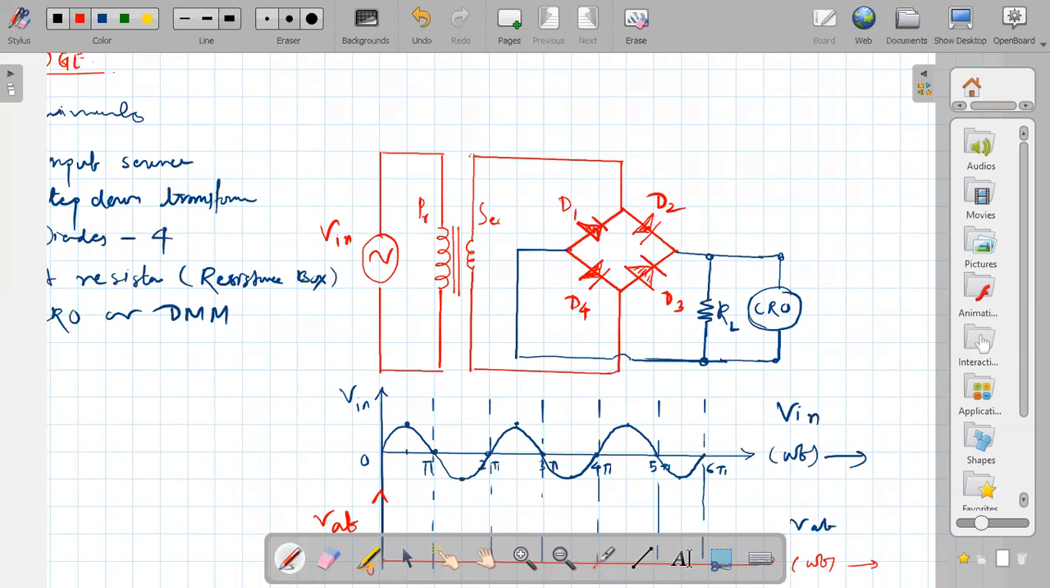See, dear students, when the positive cycle is given, it is at the junction of D1 and D2, and D3 and D4. At D1 and D2, when this positive cycle appears at this point, here I will write points A, B, C, D. Suppose this is A.